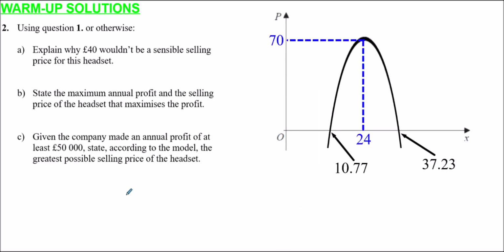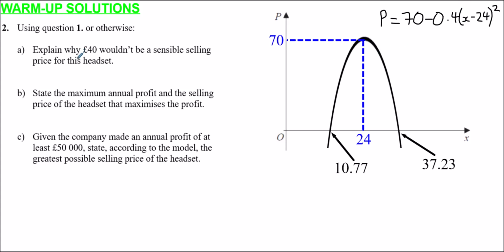That's what we had from question 1. And just to, as well as that, remind you of the equation of this curve. The formula was P equals 70 minus 0.4 (x minus 24) squared. So that is this curve here.